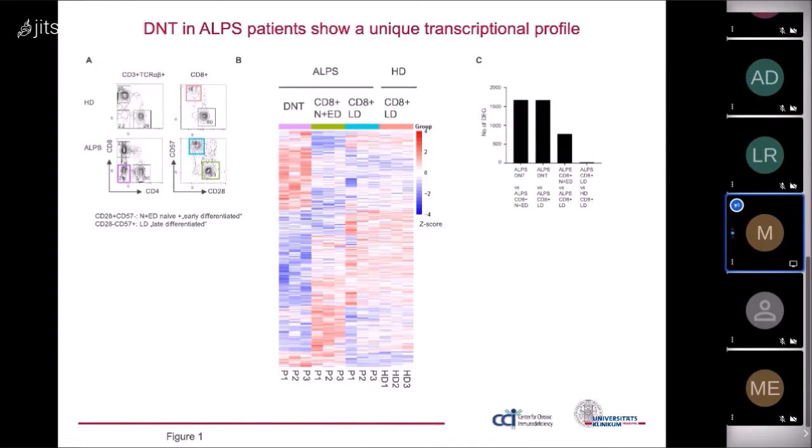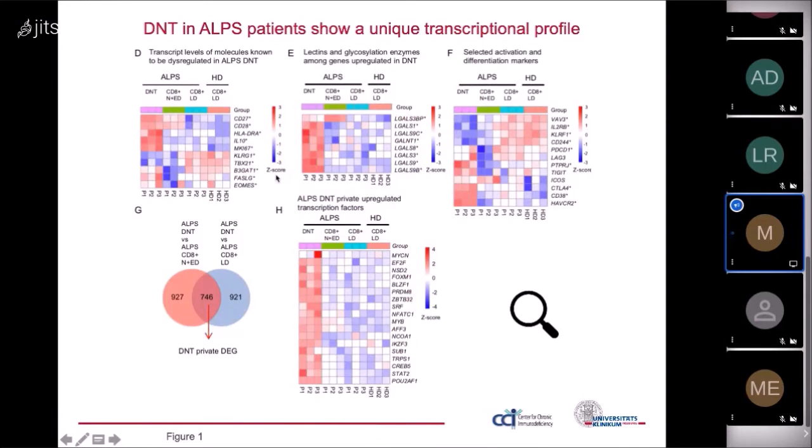And as you can see here, the transcriptional profile of ALPS DNT was unique and different from the other analyzed T cell subsets. And in detail here, you can see the number of differentially expressed genes in every comparison we made. Having a closer look at the differentially expressed genes, we did find molecules already known to be dysregulated in ALPS DNT, for example, IL-10 and FAS ligand upregulated, but also CLARG1 and TBET strongly downregulated.